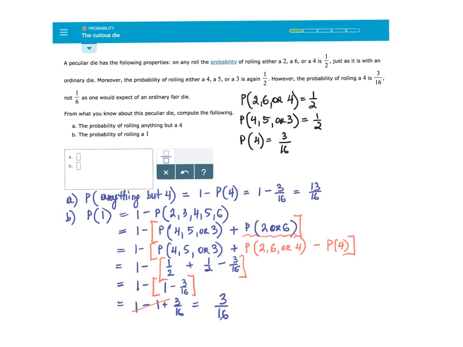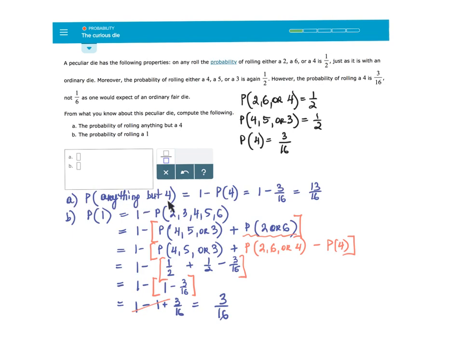Here is one more example. Probabilities given to us are the following. Probability of 2, 6, or 4 is 1/2. Probability of 4, 5, or 3 is 1/2. And probability of 4 is 3/16. Part A is somewhat trivial.